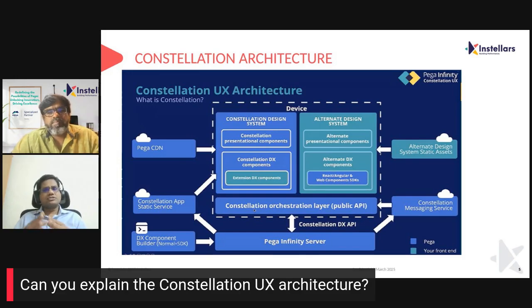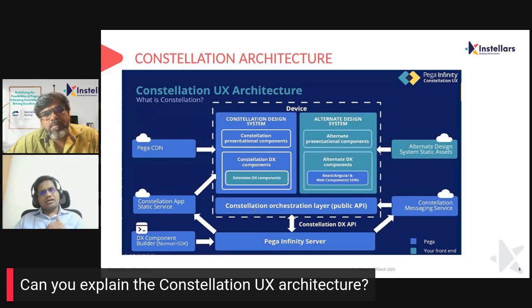Next is the alternate design system. This system is for businesses that need more flexibility. I was talking about the SDK earlier. This is useful for more complex UIs, especially when there is a need to follow client-specific branding and design systems. Using the Constellation SDK, we can integrate with front-end technologies like Angular, React, and Web Components. So these are the two design systems. The main difference is that Constellation offers a standardized UI with built-in Pega components, while the alternate design system allows us to do customization using external design frameworks.